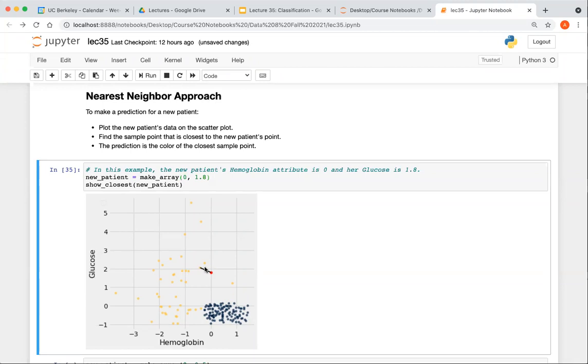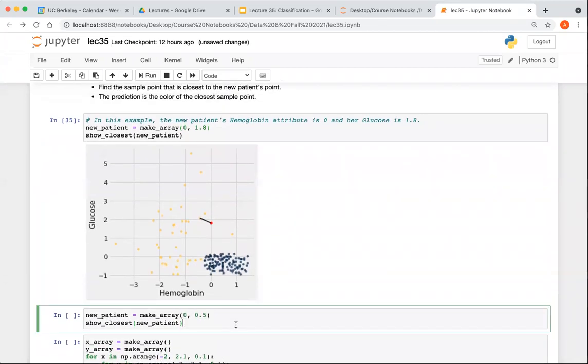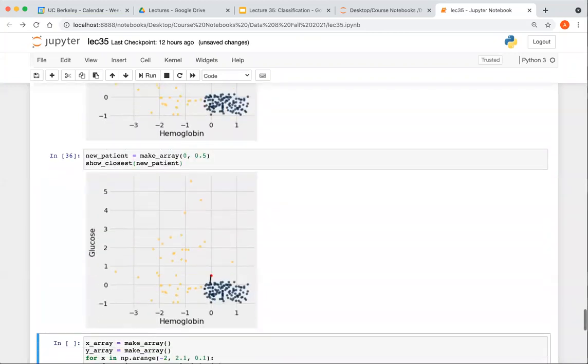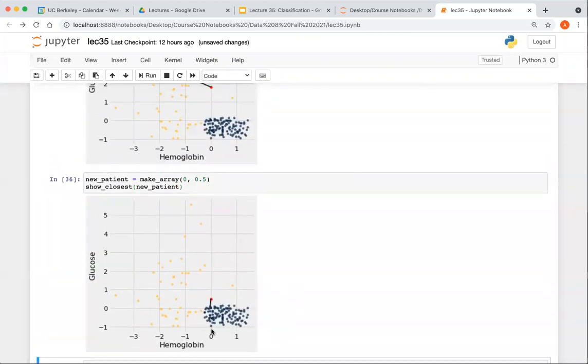Okay, and so obviously we can change this patient. And so now if the patient is still at average for hemoglobin, but their glucose is now lower at 0.5, then the closest point happens to be blue, and you will predict blue.